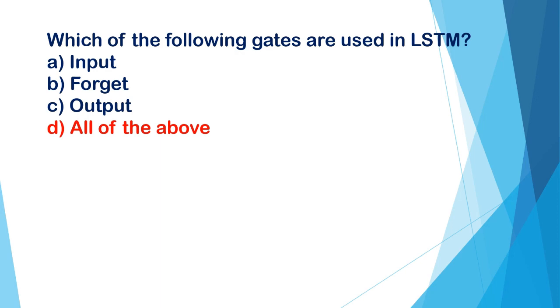Which of the following gates are used in LSTM? A. Input, B. Forget, C. Output, D. All the above. And the correct option is D.